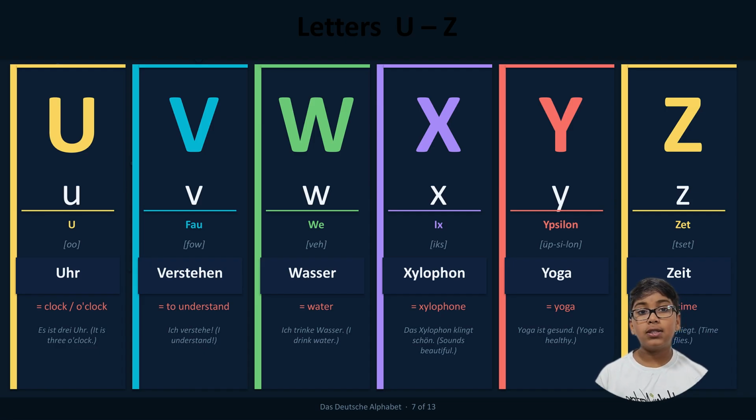X, pronounced as X. The example word is Xylophon. Say it, Xylophon. Yes, it is Xylophon. Das Xylophon klingt schön. The xylophone sounds beautiful. Y, pronounced as Y. Y is very rare in German and mostly appears in borrowed words. The example word is Yoga. Yoga ist gesund. Yoga is healthy.